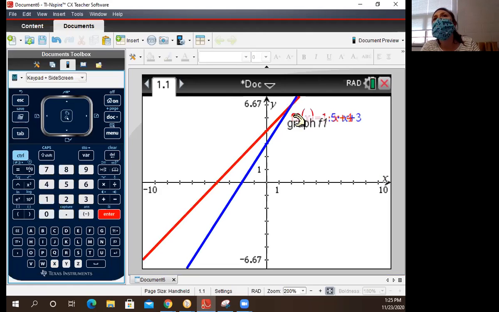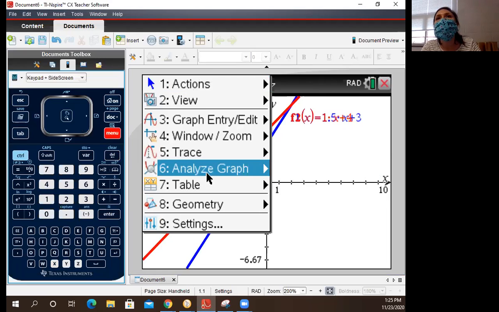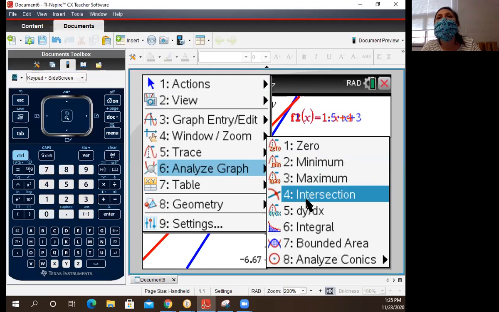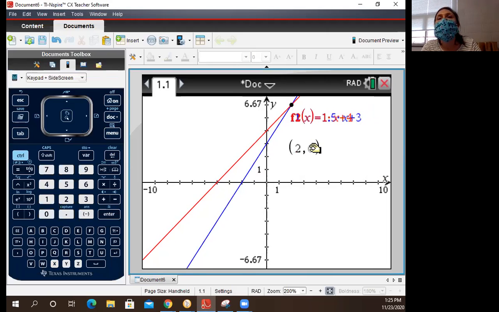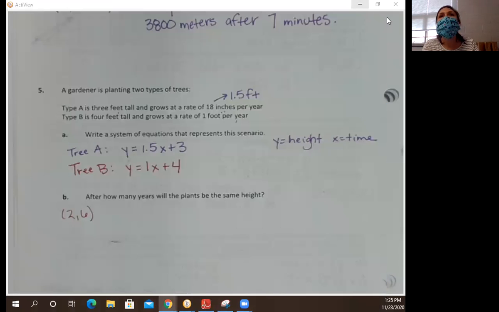And I can see my intersection is right up here. So menu, analyze graph, intersection, click on either side, and then use that label so we can see it. So 2, 6. Jot that down on my paper.